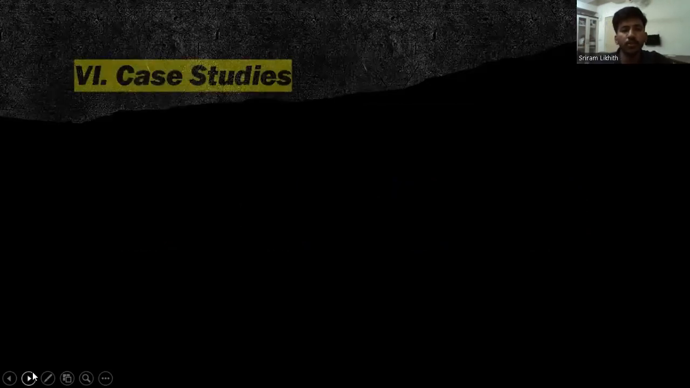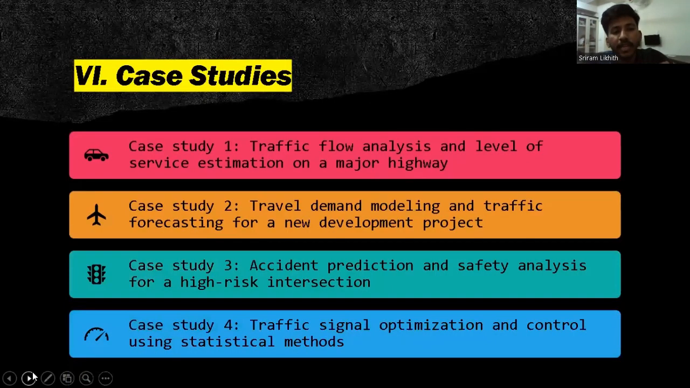If we go into the case studies: case study 1, traffic flow analysis and level of service estimation on a major highway. Case study 2, travel demand modeling and traffic forecasting for a new development project. Case study 3, accident prediction and safety analysis for a high risk intersection. Case study 4, traffic signal optimization and control using statistical methods.